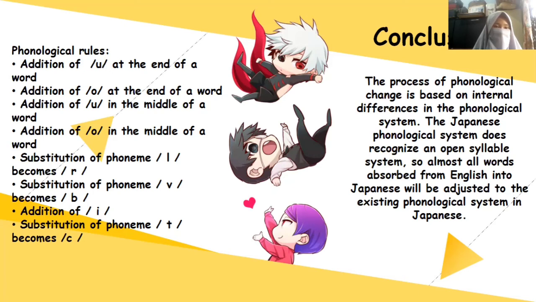The addition of U at the end of the word, the addition of O at the end of the word, the addition of U in the middle of the word, the addition of O in the middle of a word, substitution of phoneme L becomes R, substitution of phoneme V becomes B, the addition of I, the substitution of phoneme T becomes C. So the process of phonological change is based on internal differences in the phonological system in Japanese and English. The Japanese phonological system doesn't recognize a closed syllable system, so almost all words absorbed from English into Japanese will be adjusted to the existing phonological system in Japanese.